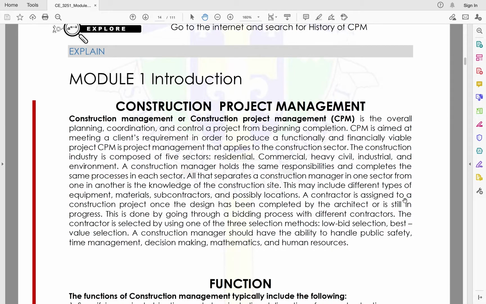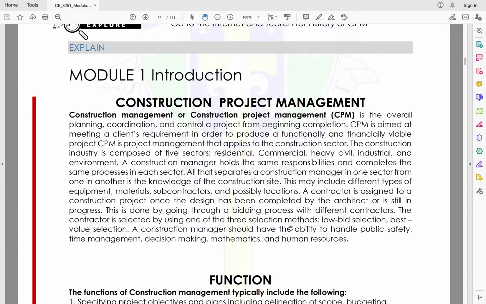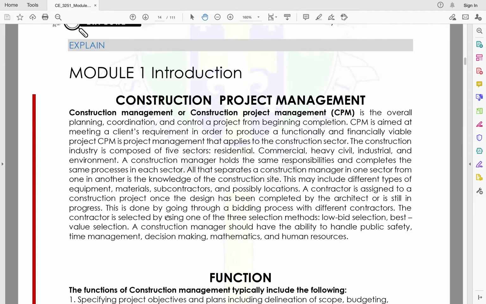A contractor is assigned to a construction project once the design has been completed by an architect or is still in progress. This is done by going through a bidding process with different contractors. The contractor is selected by using one of the three selection methods. We have the low bid selection, best value selection, and so on. Anyways, we're going to discuss that in the latter part.